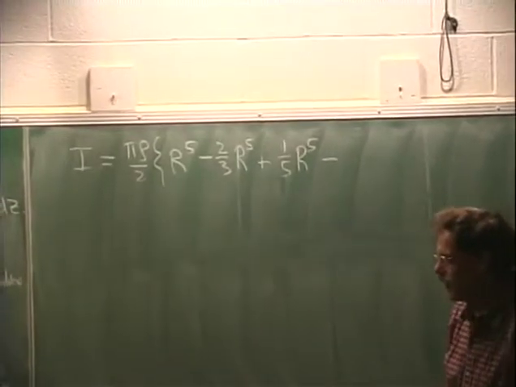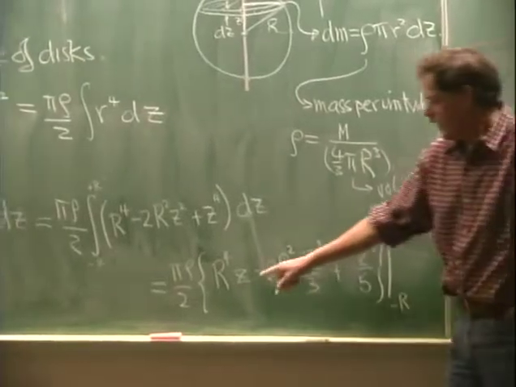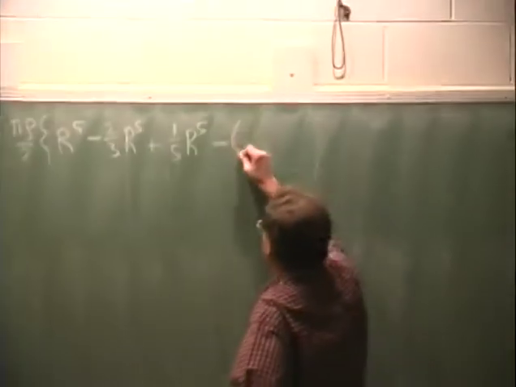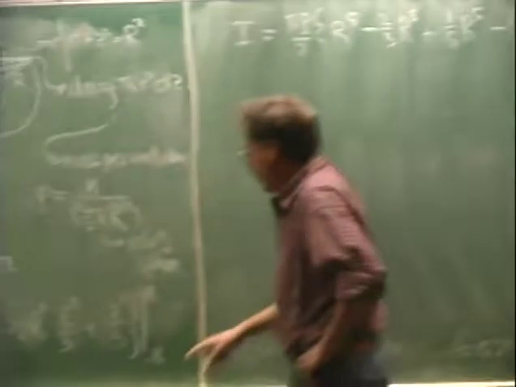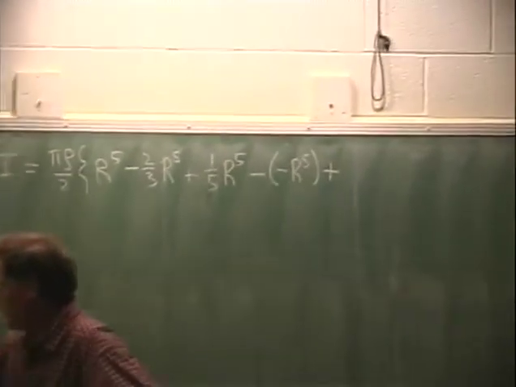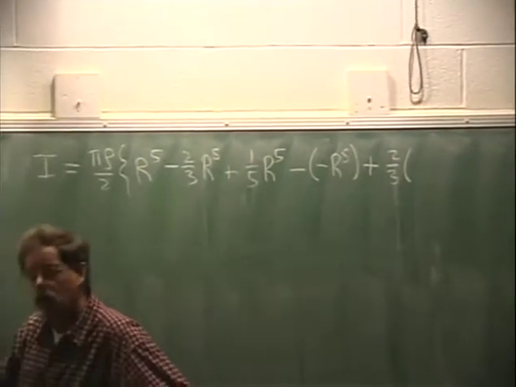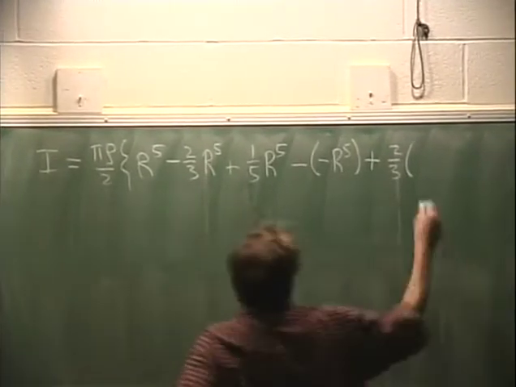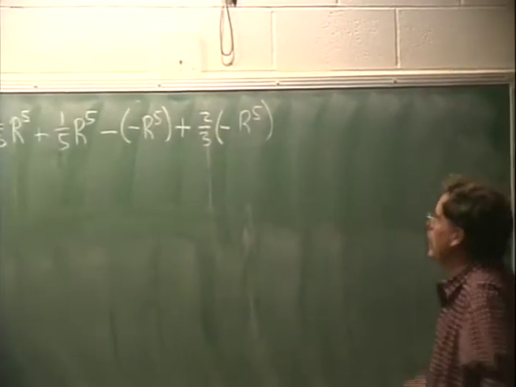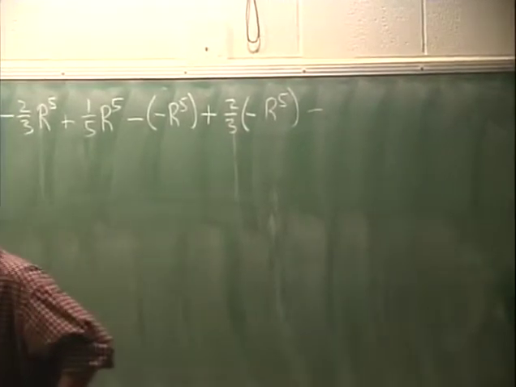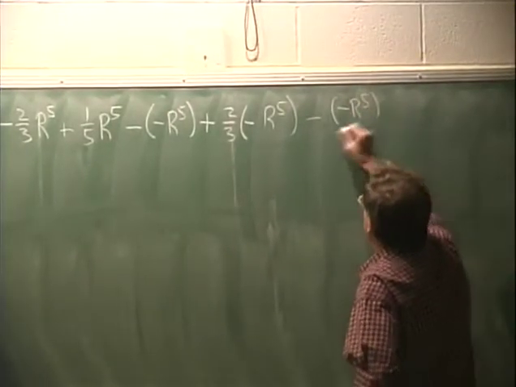Now subtract out the lower limit. I put in z equals minus R. I get minus R to the fifth. I've got minus from here, minus because it's the lower limit, so it becomes plus 2/3 times, now putting in z equals minus R, z cubed is minus R cubed, minus R to the fifth. And finally, minus, because it's the lower limit, z to the fifth, minus R, that's minus R to the fifth again, over 5.